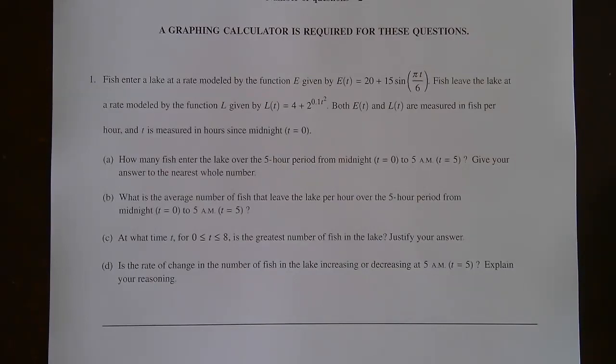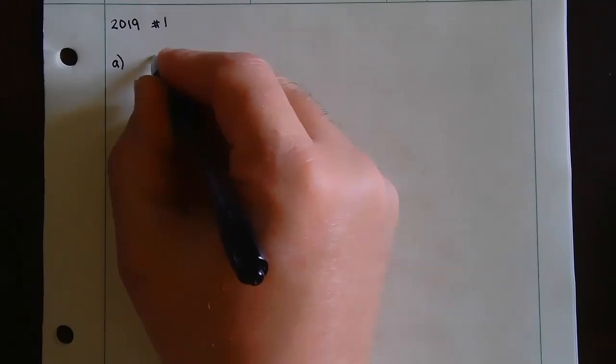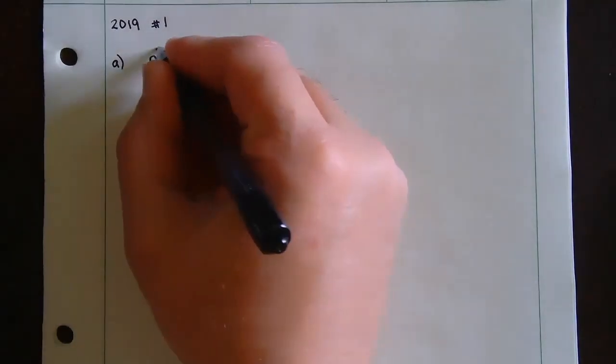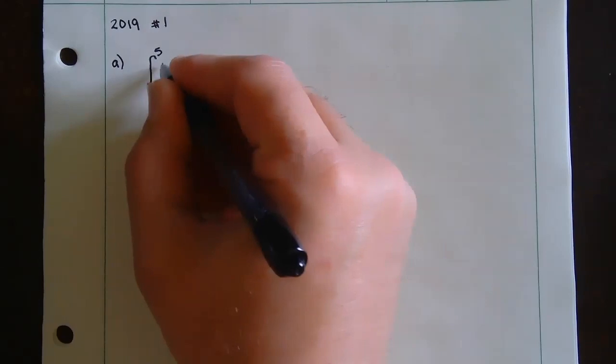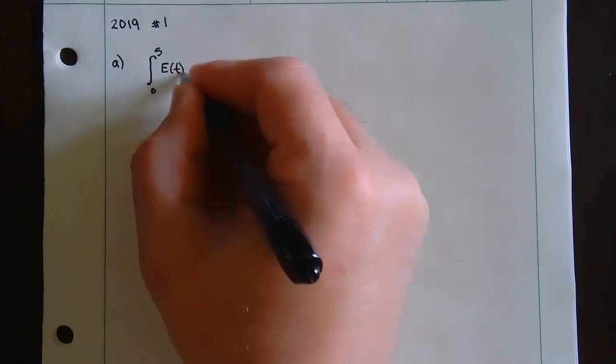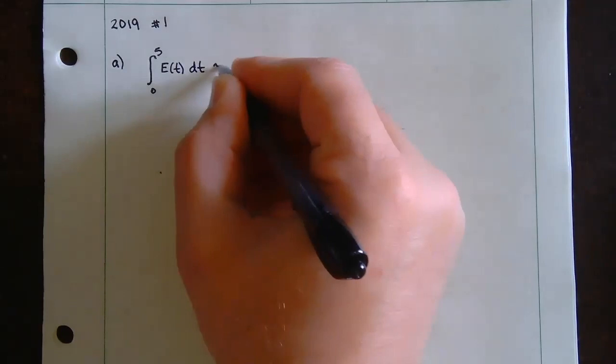So for question A, how many fish enter the lake over the 5-hour period from midnight to 5 a.m.? So t equals 0 to t equals 5. Give your answer to the nearest whole number. We need to integrate E of t because it's the amount of fish entering the lake. You also can use a graphing calculator on this to do the integration. So we want to integrate from 0 to 5 E of t dt, and we're going to put this into our calculator.